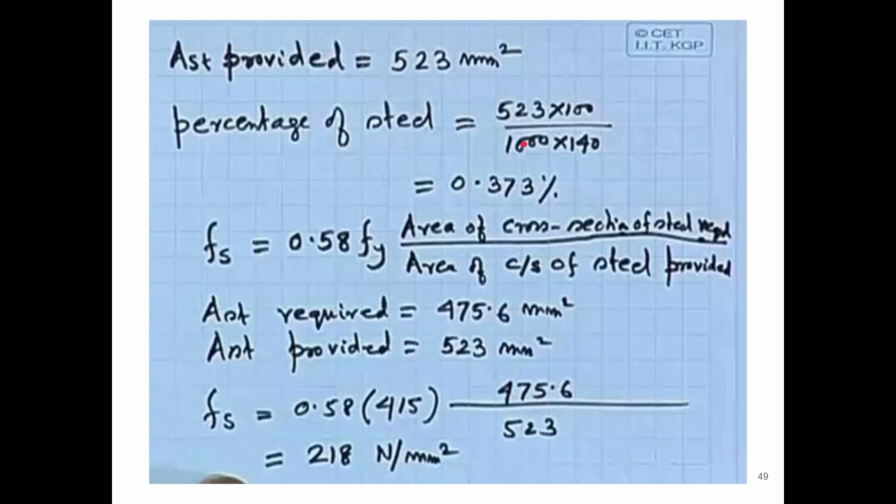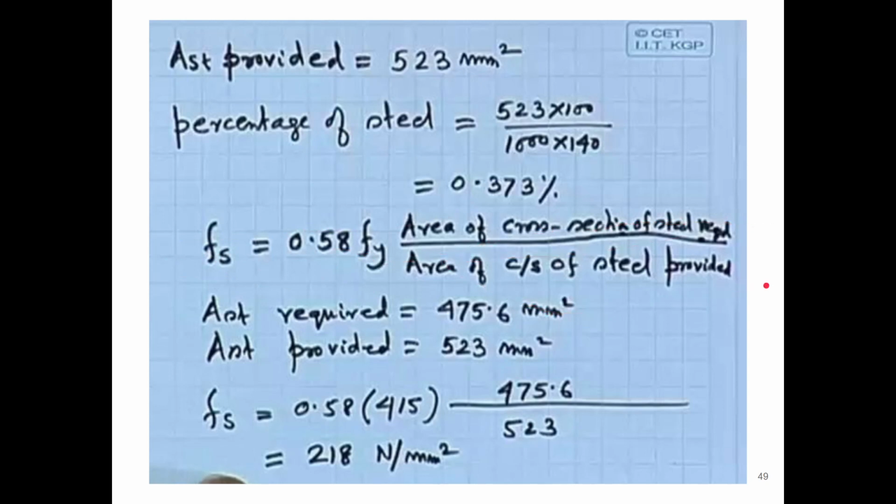Percentage of steel is 523 divided by 1000 into 140 into 100, right? So it comes to be 0.373. Now we are going for finding the deflection limit, the deflection checking. For that, for the tension reinforcement, we have to apply a modification factor, for which we need the steel service load Fs, which is 0.58 into Fy into AST required by AST provided.